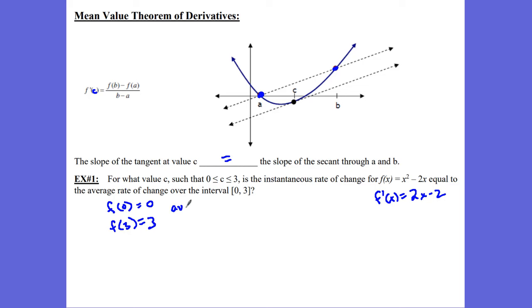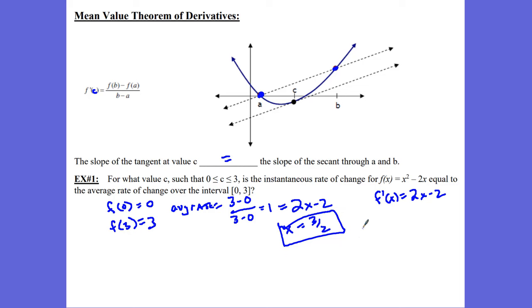I take a look at the average rate of change, which is otherwise known as the slope. 3 minus 0 over my x is 3 minus 0. That gives me a slope of 1. So when will that average rate of change equal that instantaneous, that first derivative? Well, we can solve for x, and x is equal to 3/2, and that is where my average rate of change is equal to my instantaneous rate of change.